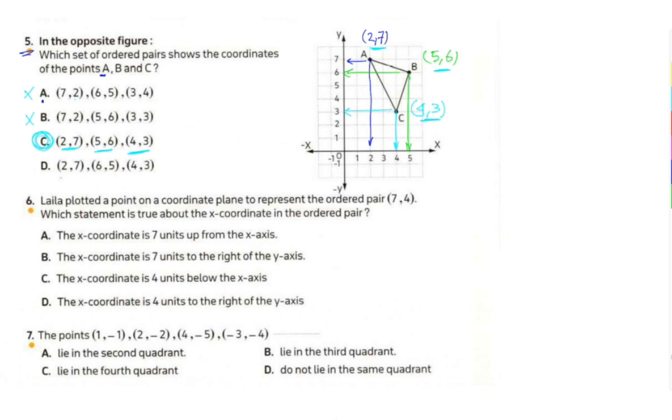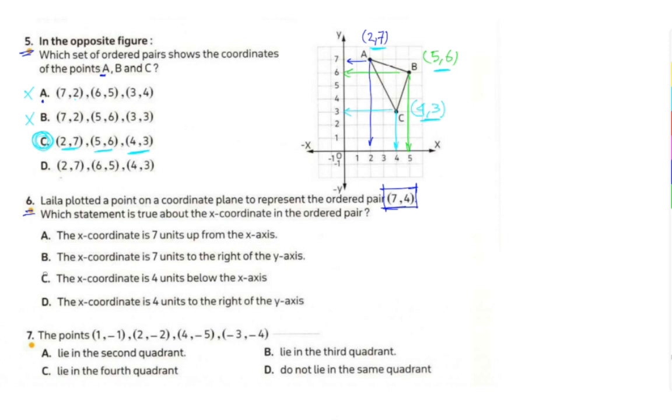Next question 6. Layla plotted a point on a coordinate plane to represent the ordered pair (7, 4). Okay, we have some point (7, 4). Which statement is true about the x coordinate in the ordered pair? Okay, I have some ordered pair here for just one point.